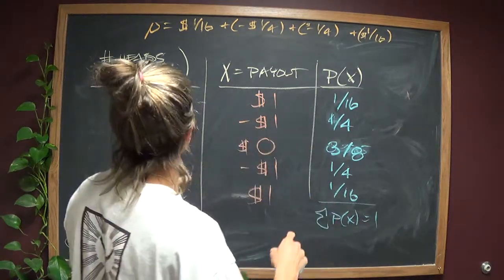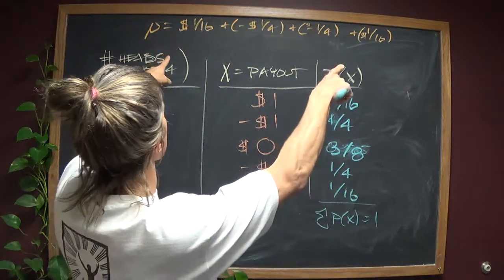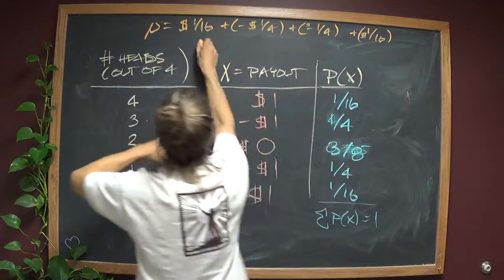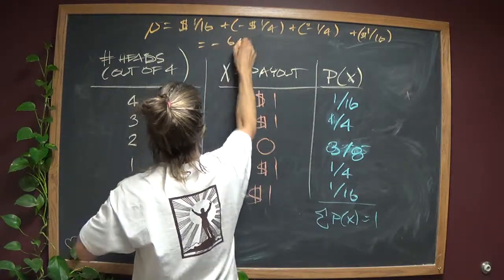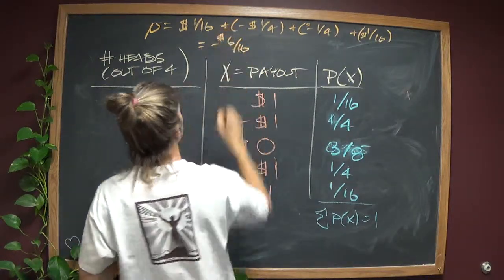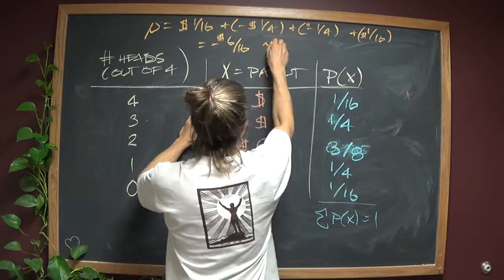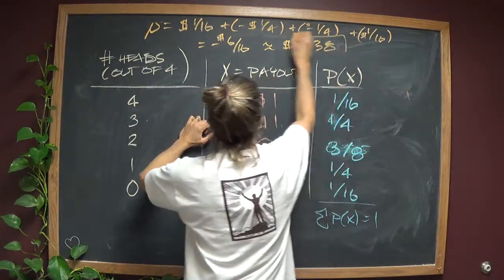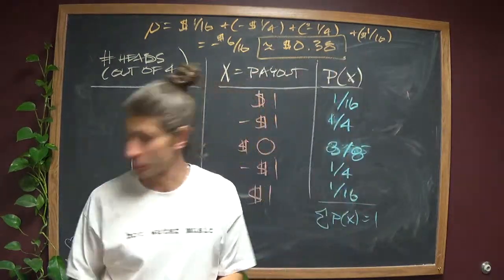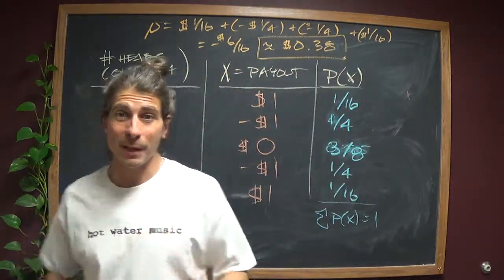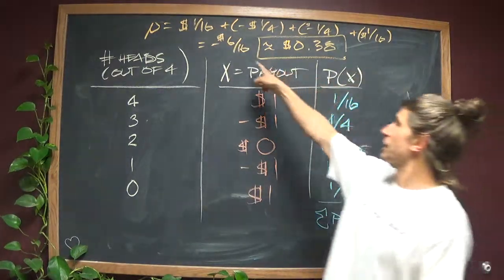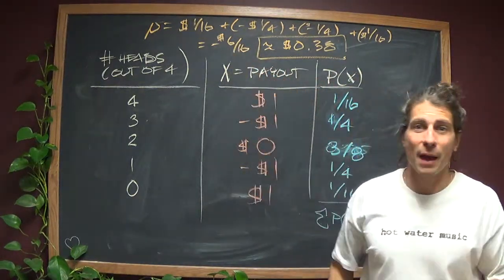So let's sum it all up. We got 2/16 minus 8/16. That's negative 6/16 of $1, which said a different way is this. You're losing about 38 cents a game on average to me, which means out of every 8 games or every 16 games, you're giving me that much money.